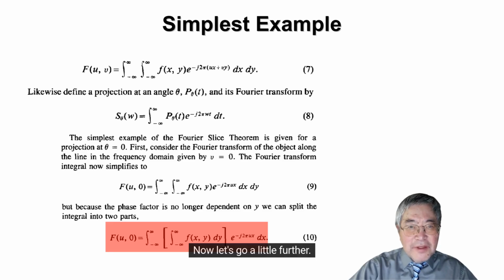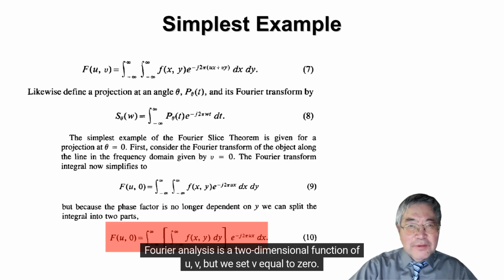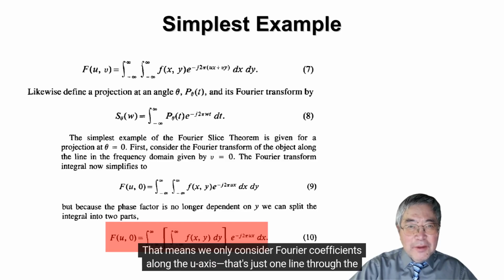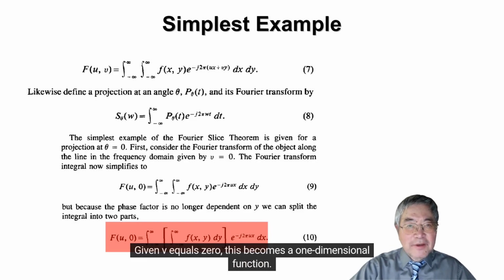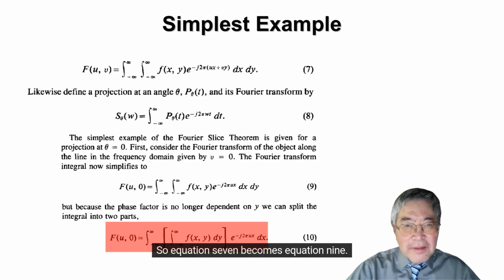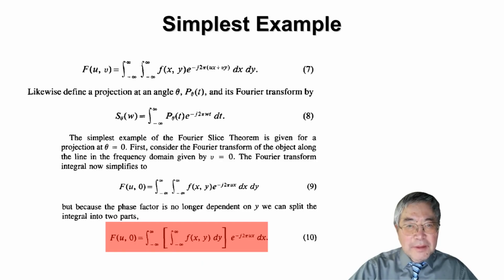Now let's go a little further. Consider the simplest example, the simplest case, and we try to compute the Fourier analysis. Fourier analysis is a two-dimensional function of uv, but we set v equal to 0. That means we only consider Fourier coefficients along the u-axis. That's just one line through the two-dimensional Fourier spectrum. Given v equals 0, this becomes a one-dimensional function. So equation 7 becomes equation 9. With v equal to 0, you get this part.